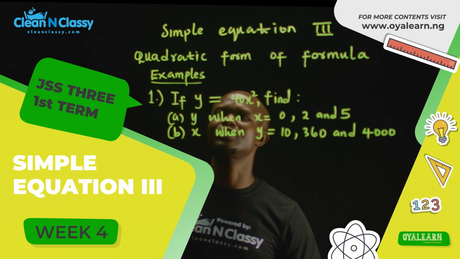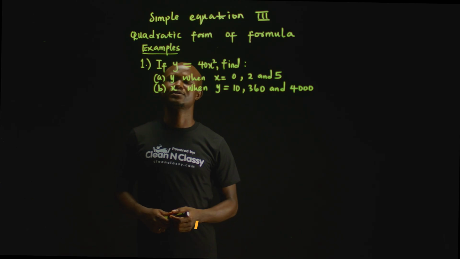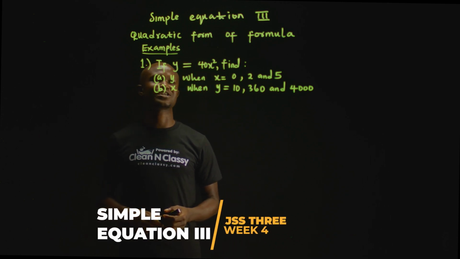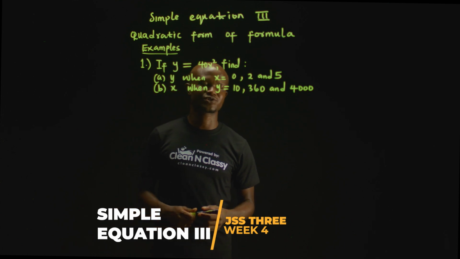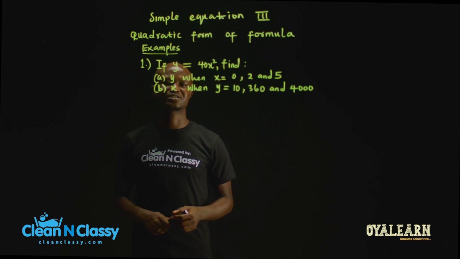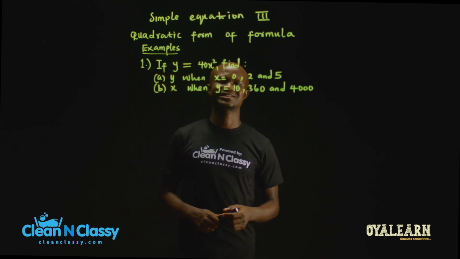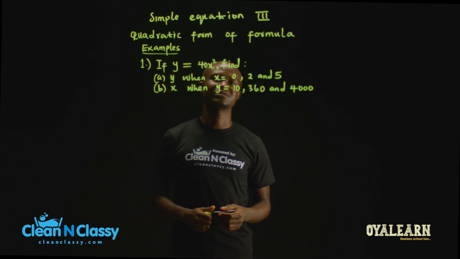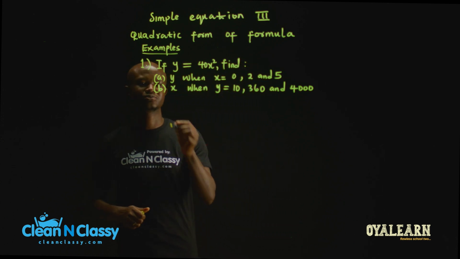Quadratic form of formula. Examples. If y equals 40x squared, find (a) y when x equals 0, 2, and 5; (b) x when y equals 10, 360, and 4,000. Solution.